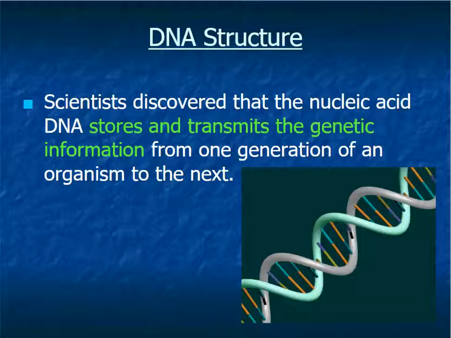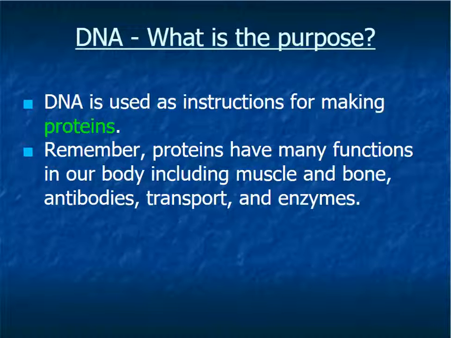But basically, a bunch of scientists in various centuries came together and created the information that we kind of take for granted. These scientists discovered that the nucleic acid DNA stores and transmits the genetic information from one generation to the next. We're pretty good with that information now, but once they didn't know if it was DNA or if it was protein. So as we go on, DNA are used as the instructions for making those proteins.